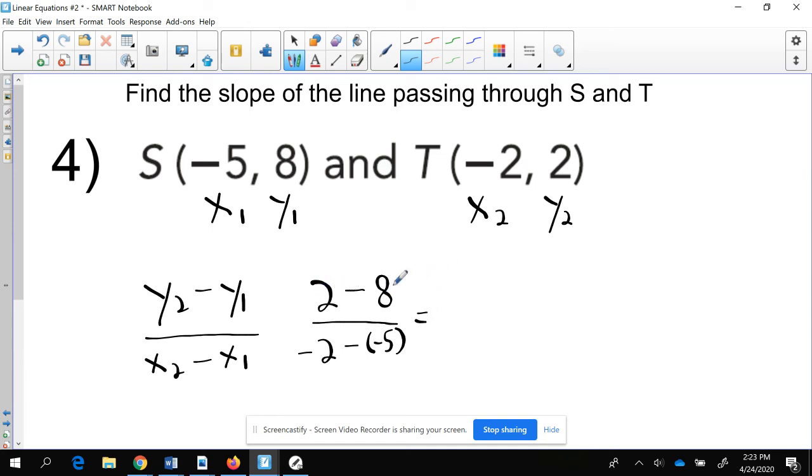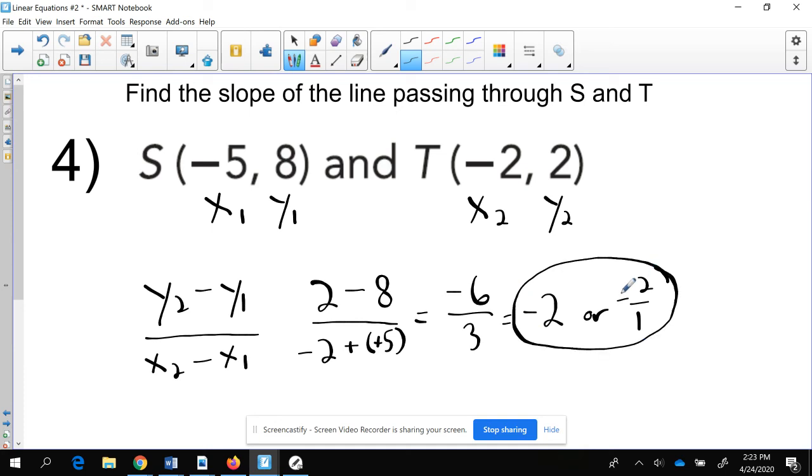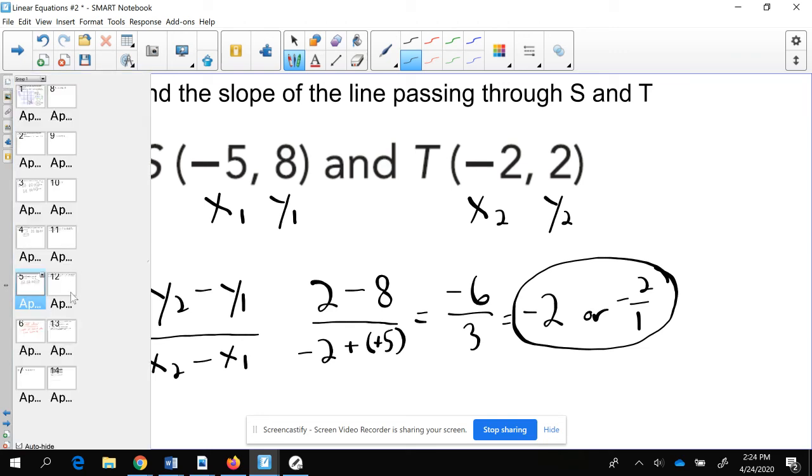And here we go. 2 minus 8 is a -6. And make that plus a positive. -2 plus 5 is going to be a +3. And you guys can say that the slope is -2 or -2 over 1. Again, you always want to put this in simplest form, and that's going to be our slope. And we could graph this, and you guys can see that it will always work. It always goes down, -2 over 1. So I think that is, if I'm not mistaken, that one's it.